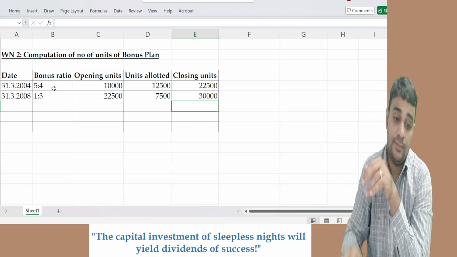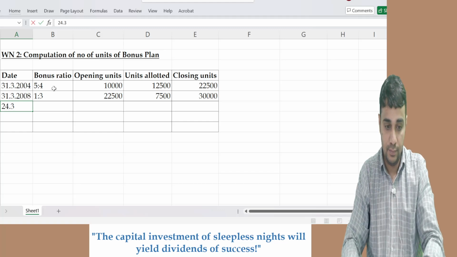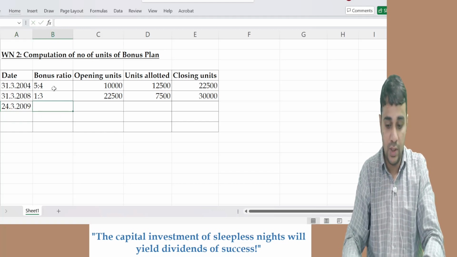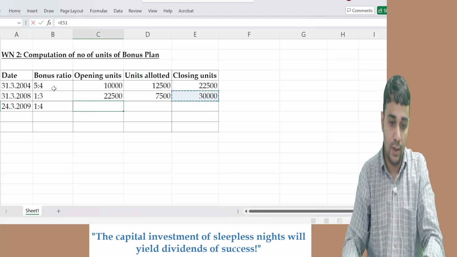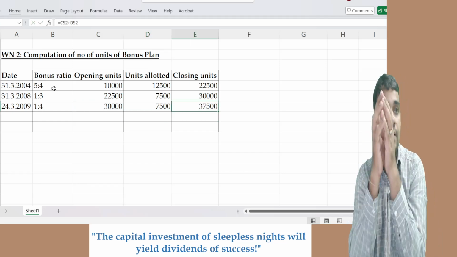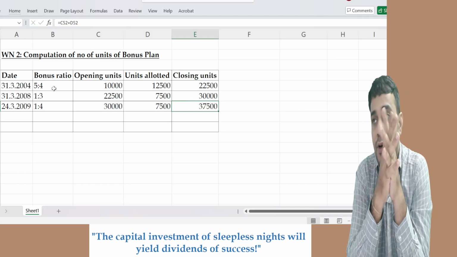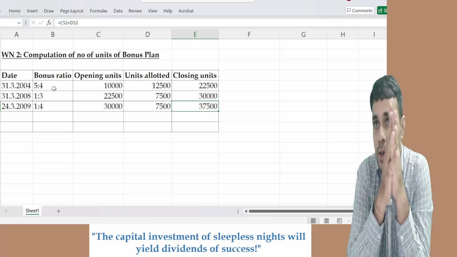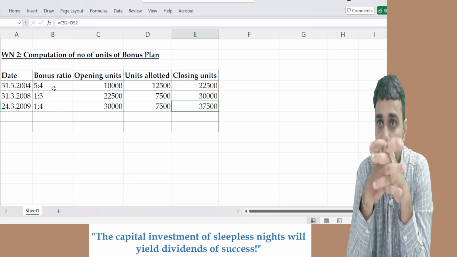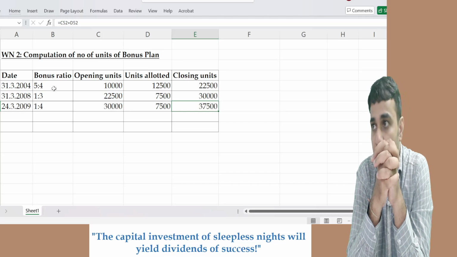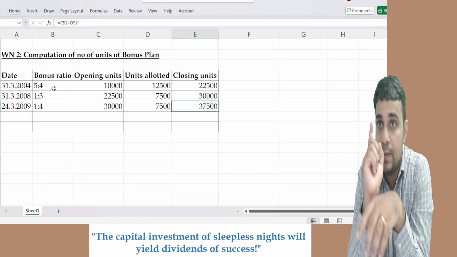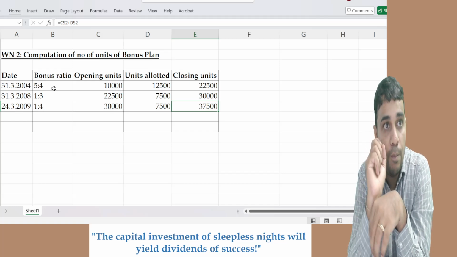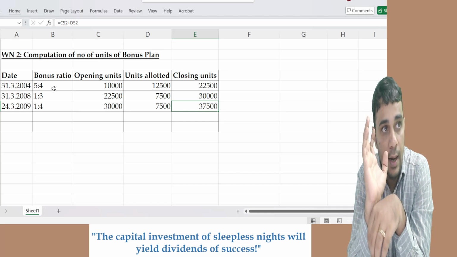What's the next date? What is the ratio? We start with 30,000 and end with 37,500. Clear? I am not going to spend time on return computation here. What will you do for return computation? Less securities transaction tax, less short-term capital gain. The cost of acquisition of bonus units will be zero. Clear? Any doubts on this?